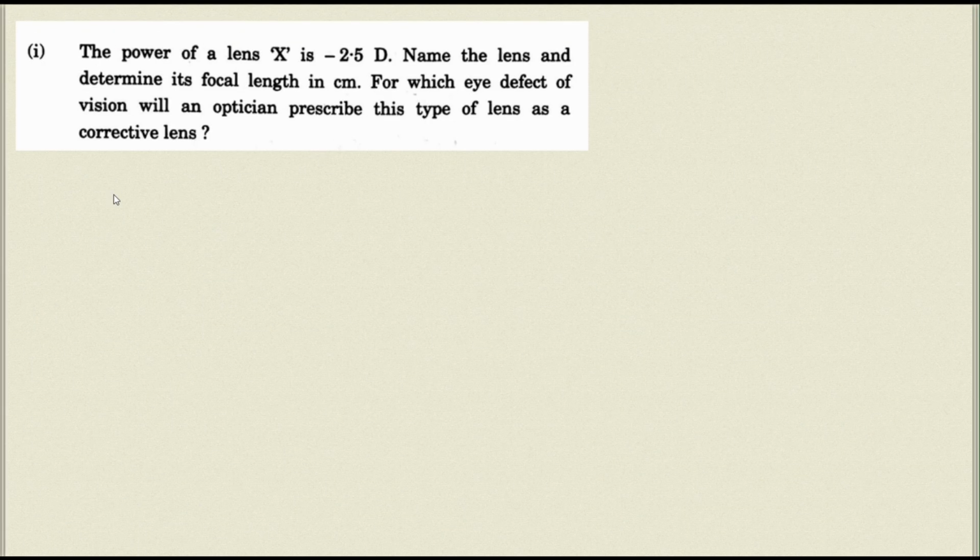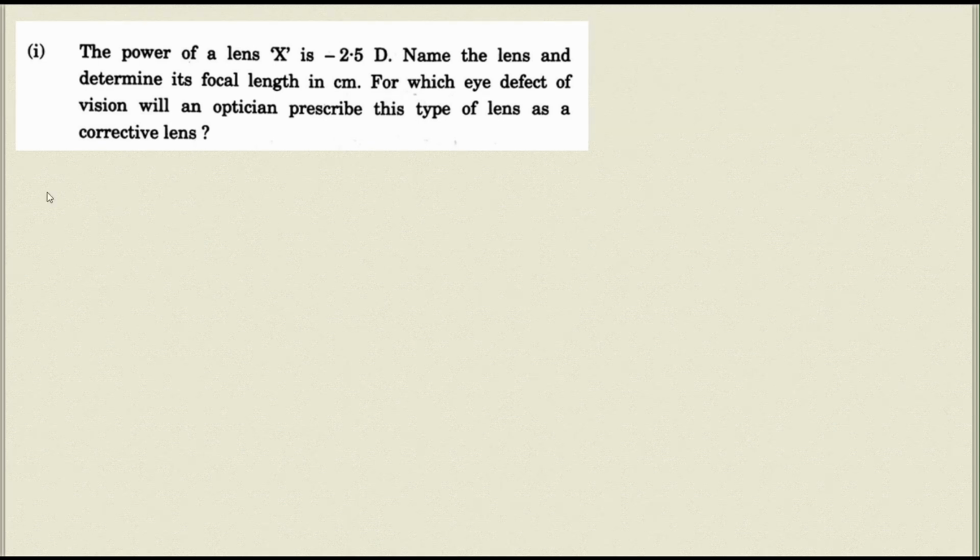The power of a lens X is given as minus 2.5 diopter. Name the lens and determine its focal length in centimeters. For which eye defect of vision will an optician prescribe this type of lens as a corrector lens? That is our next question.